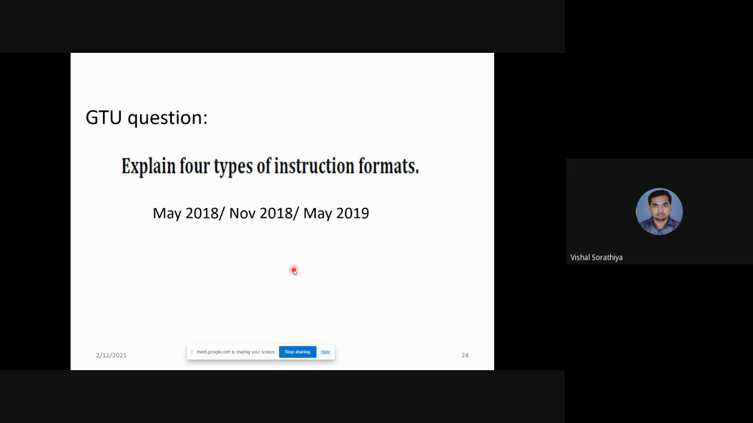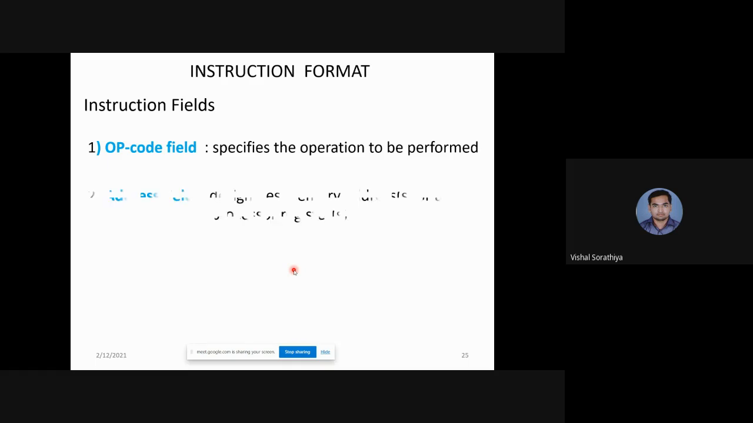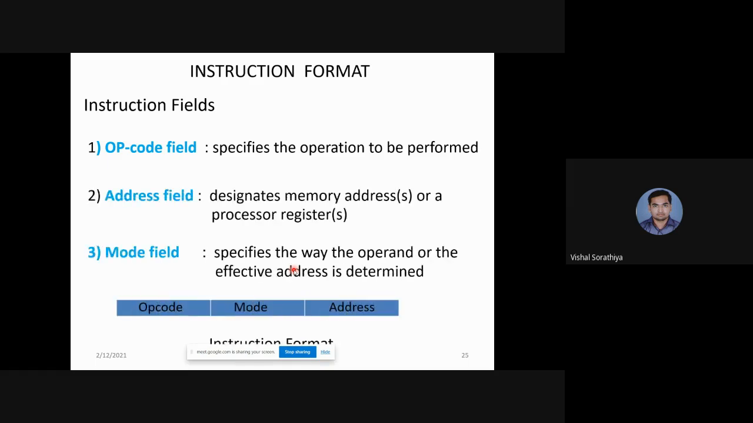Explain the 4 types of instruction format. Okay. So in instruction format, you basically have opcode, address field, and mode field. So in instruction format, what are the things we have? In opcode, we can say it specifies the operation that you're supposed to perform over there.